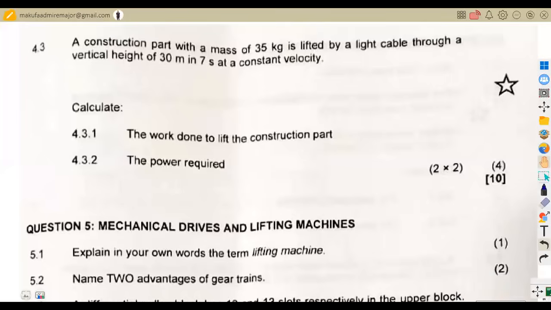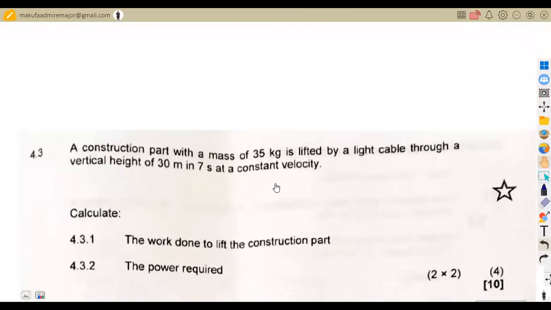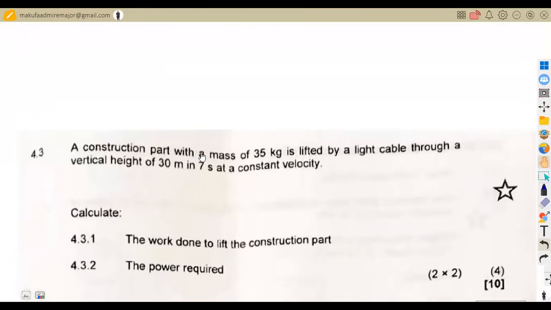Then we have got the other part now, which is 4.3, whereby we are given the construction of a part with a mass of 35 kgs that is lifted by a light cable through a vertical height of 30 meters in 7 seconds at a constant velocity. So here we are just given the information that is straightforward, whereby we have got the mass of the construction object that is given as 35 kgs being lifted vertically up, which means that we're talking of the gravitational acceleration considered.